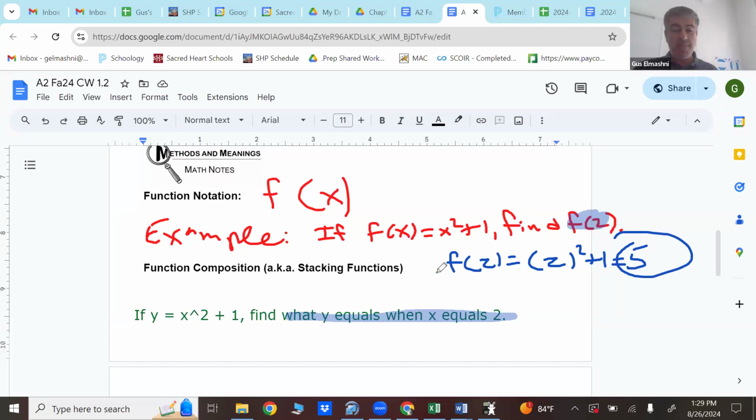So you could think of f of x as y if you want. I usually do. In fact, you can replace f of x with y if you want. I don't care. But you have to understand what f of 2 means. It just means plugging 2 in for x. So it's very, very simple. That's why we have it.